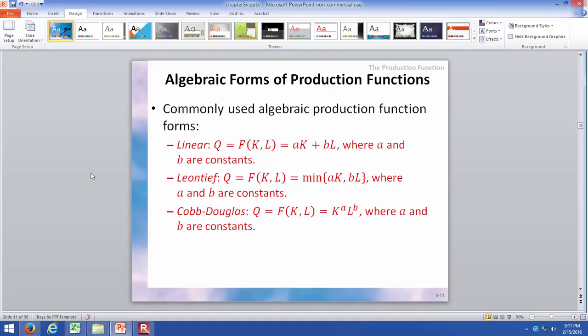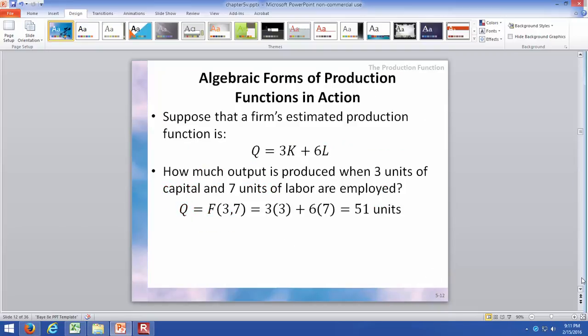Okay, the third one is the Cobb-Douglas function, and in this case the output Q is given by K raised to A times L raised to B. Here K stands for the capital and L stands for the labor, and A and B are constants. So let's look at these examples. Algebraic forms of production functions in action.